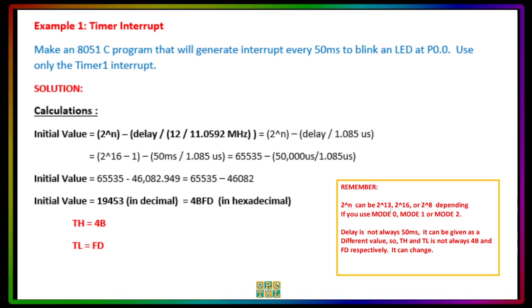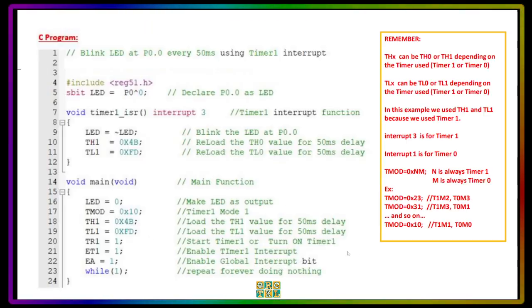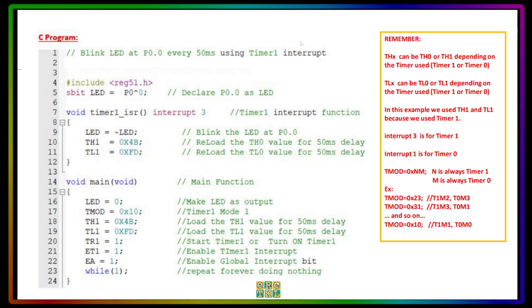Again, the 2 to the power of n can be 13, 16, or 8, depending on whether you are using mode 0, 1, or 2, respectively. Now, also the delay of 50 milliseconds is just given here as 50, but we may have a different value for our delay. So the TH and TL is not always 4BFD. It can change. Now, if you look at the program here, on line number 1, this is just a comment that we want P0.0 to blink the LED every 50 milliseconds using timer 1 interrupt.